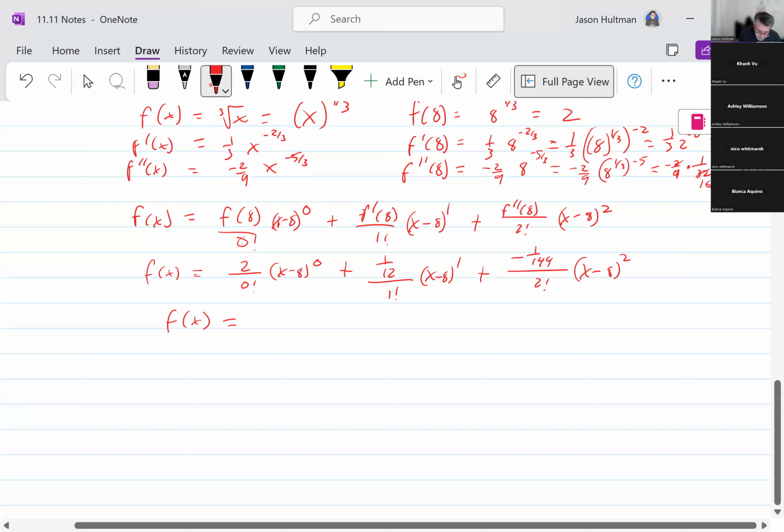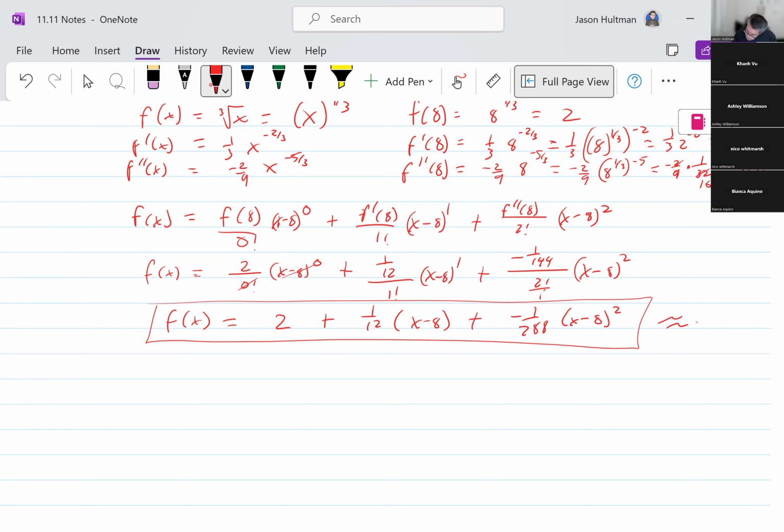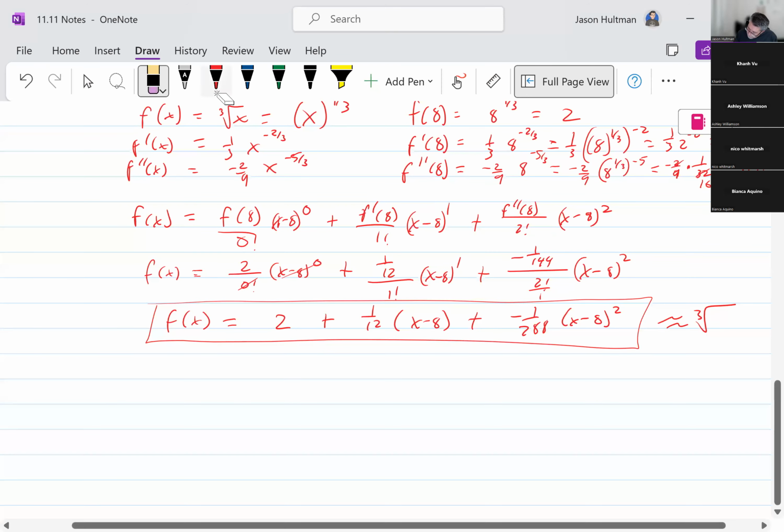Okay, and so this goes to 1, this goes to 1, and so that just becomes 2 plus, okay, and this is going to be 1/12 divided by 1 is just 1/12 times x minus 8, plus 2 factorial is just 2, so this thing really becomes like a 2 over 1, and I can flip that upside down, so this becomes negative 1 over 288 times x minus 8 squared. So here's my approximation. Okay, this is approximately the cube root of 8, or sorry, the cube root of x.